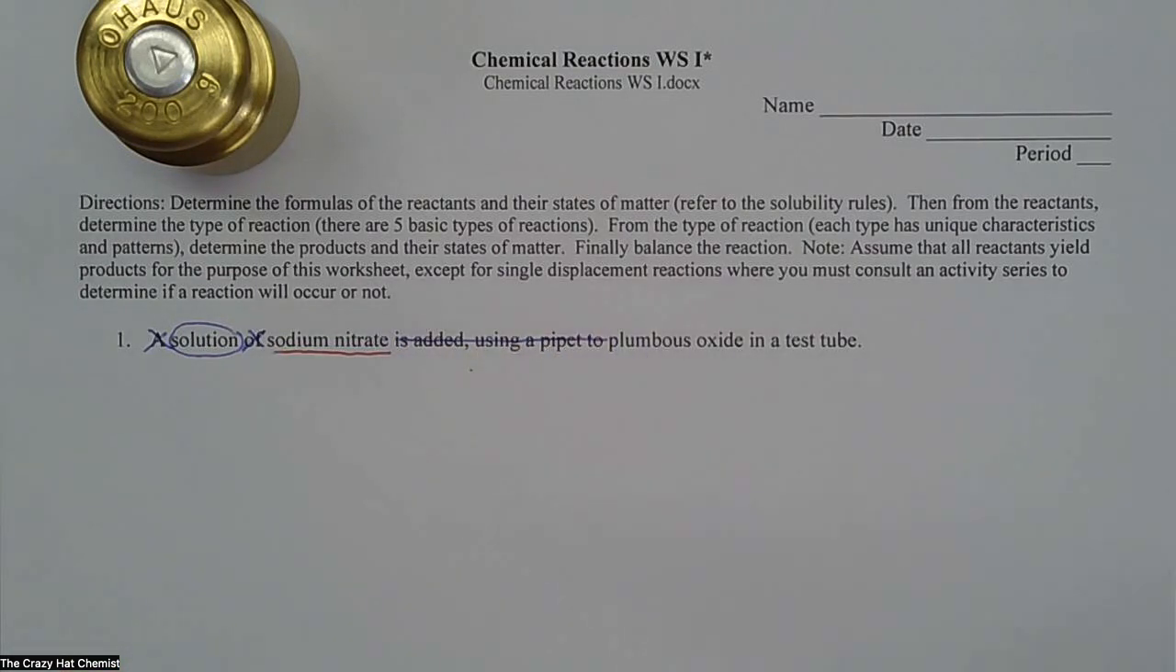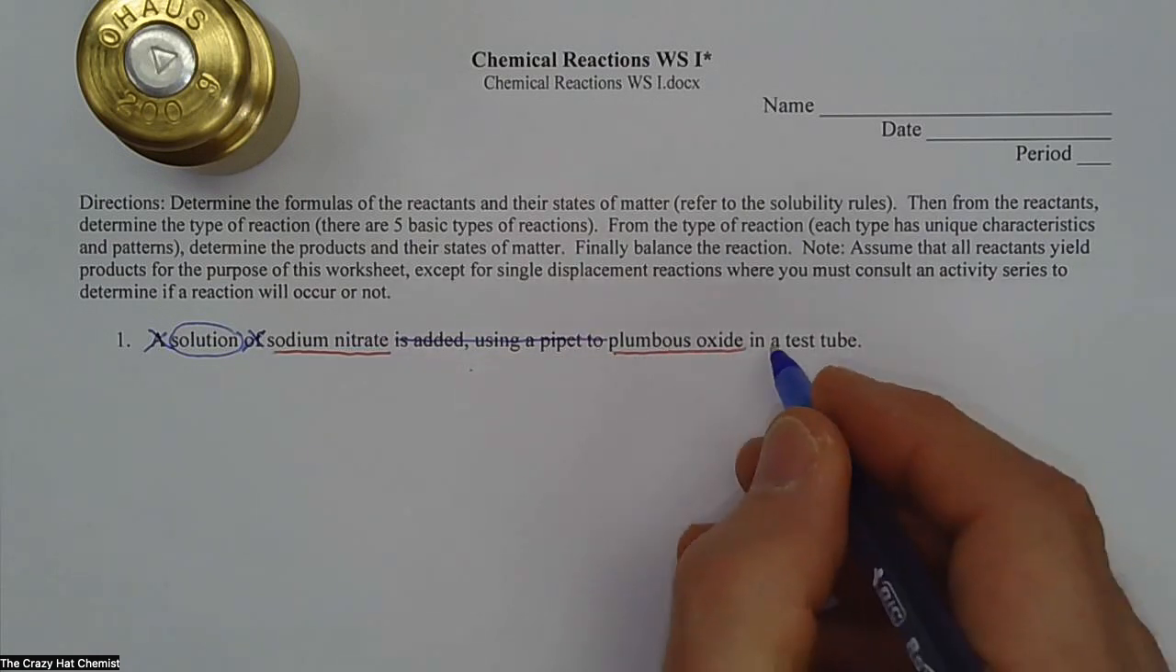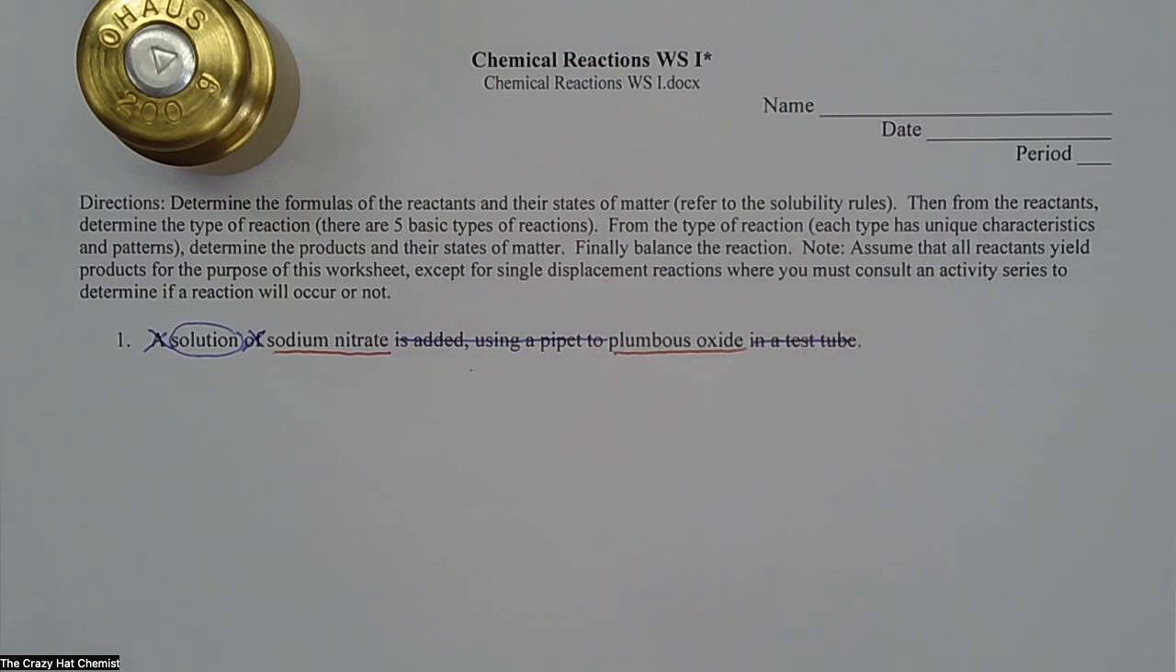Who cares how you add it? But plumbous oxide is important, and it doesn't matter if it's a test tube, a graduated cylinder, or a beaker, or whatever it is that you put it in. So we have to figure out the formula for sodium nitrate. And this is partially coming from a periodic table and your periodic trends.